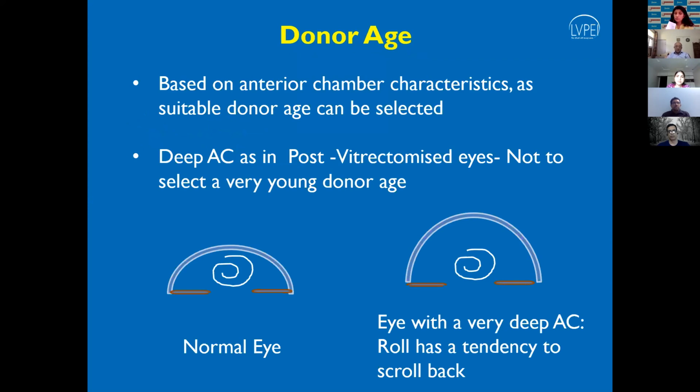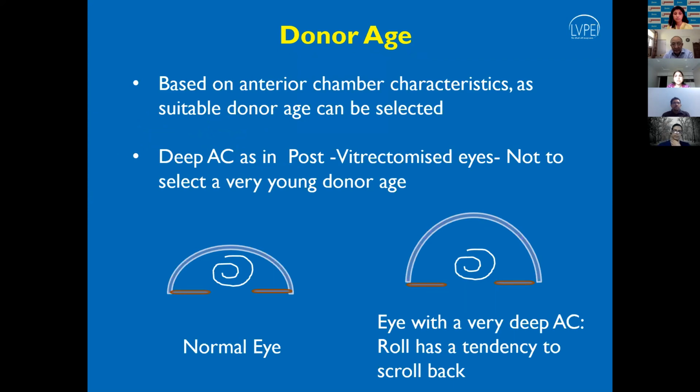Now, based upon the anterior chamber characteristics of a patient, and the indication of the surgery, we need to plan a suitable donor. If we have a recipient, a patient who has a very deep AC, such as what we see in myopic eyes or post-vitrectomized eyes, here the chamber can be very deep.